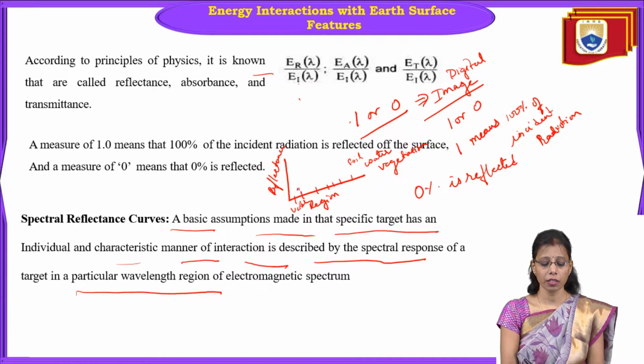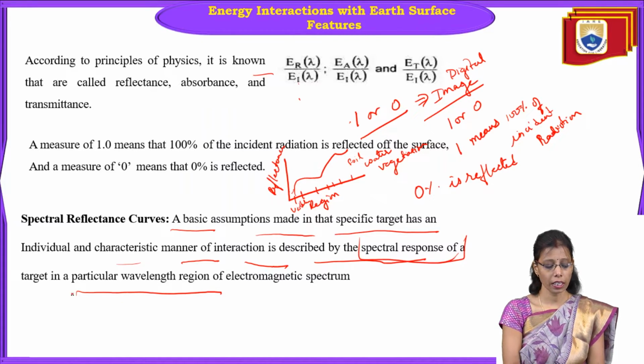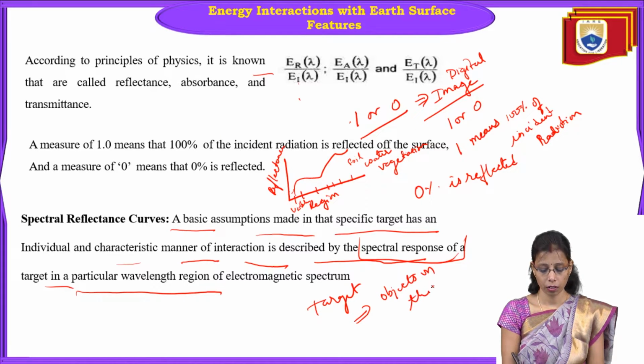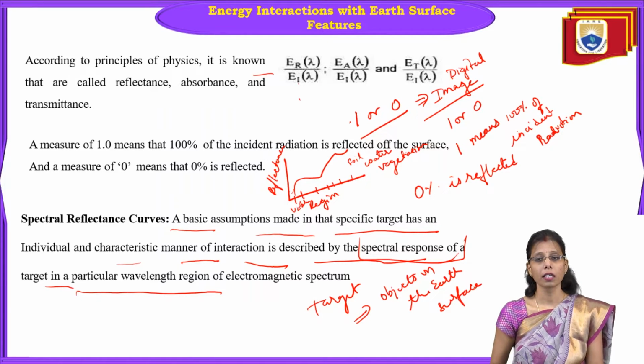That's the reason whenever we talk about the reflectance curve, it will show the curve like this. Either it is reflecting or it is absorbing, and that all depends on the spectral response of a target. What is a target? Target is our objects. An object on the Earth's surface is a target.